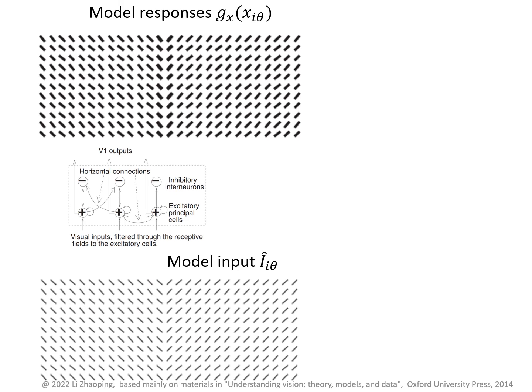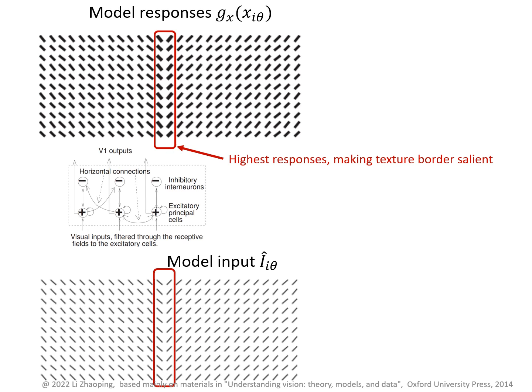As expected, when the input texture bars are left-right symmetric relative to the texture border, the responses are also symmetric, with highest responses still on the texture border bars. This makes the texture border salient, making texture segmentation easy.